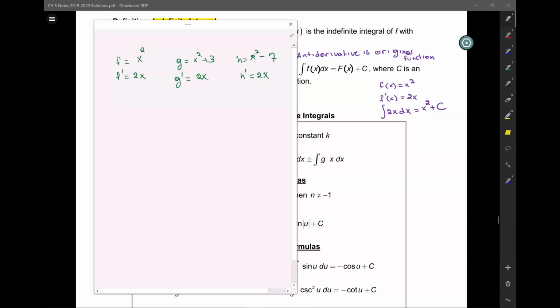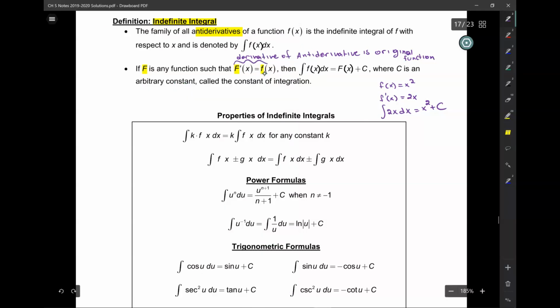This is why up here there was a word which we glossed over: it's the family of all antiderivatives, the family. So you find all of the functions. Plus c gives you, so basically it could be x squared plus any constant. And instead of saying plus any constant, I say plus c.